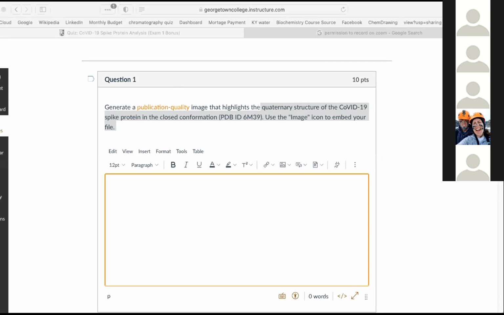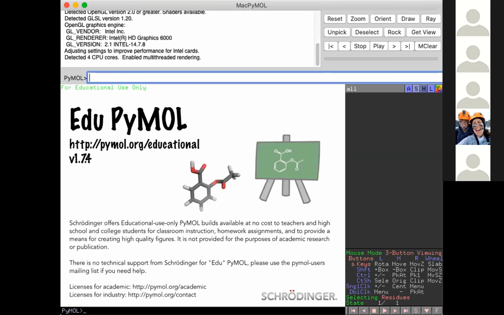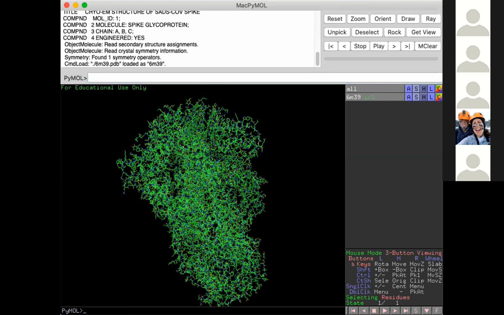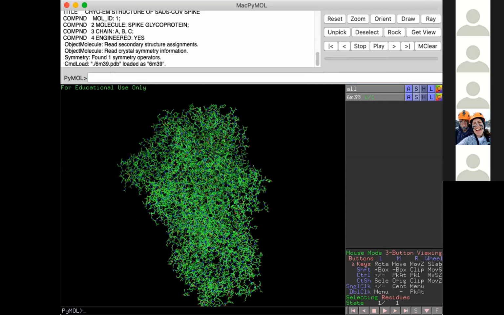Fetch, what's my code? 6M39. And let me share this. Okay, so fetch 6M39. And here's what I get. So it's massive. The spike protein itself is a total of about 1,400 amino acids. This structure is only about the first 1,000. It does not include the part that sticks into the lipid membrane, because trying to get anything in the lipid membrane to crystallize is really difficult. So this is the part that sticks outside of the viral particle.